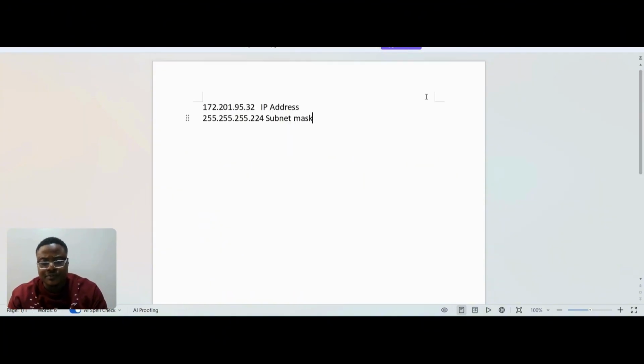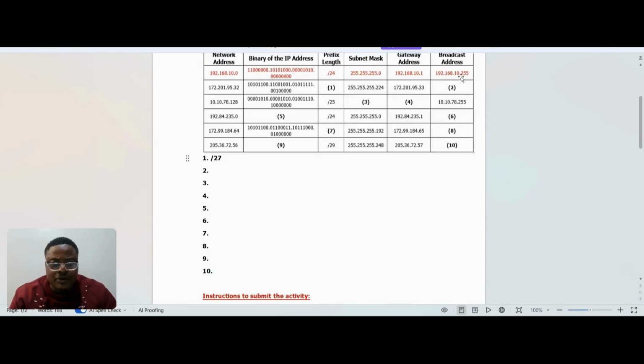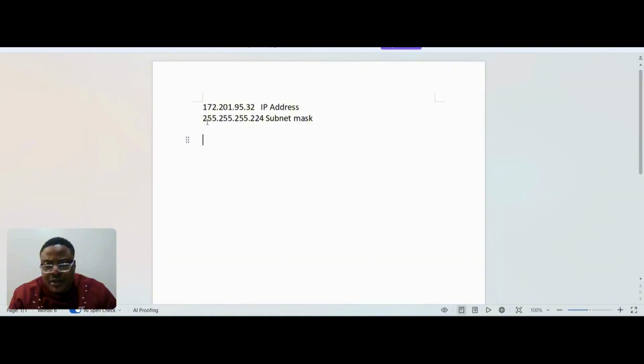Subnet mask. To get the broadcast address, since the subnet is 255, I'm going to maintain the IP address, which is 172.201.201.95.